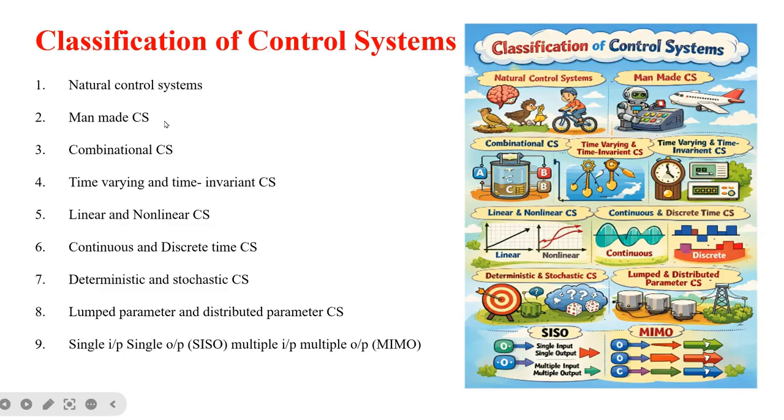So broadly, control systems can be classified as natural control system, man-made control system, combinational, that is a combination of these two, natural and the man-made, time varying and time invariant control system. I have combined these two because if you can study this, then it will be exactly opposite to that. Then next is the linear and nonlinear control system, continuous and discrete, deterministic and stochastic, lumped parameter and distributed parameter. And the last is single input, single output and multiple input, multiple output control systems.